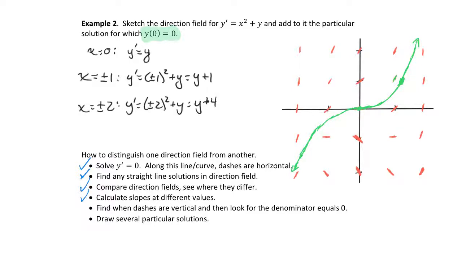Find out when dashes are vertical. What would cause a dash to be vertical? Well, a vertical line has an undefined slope. Undefined slopes are often produced by having zeros in the denominator. And then maybe draw some particular solutions to help you out.